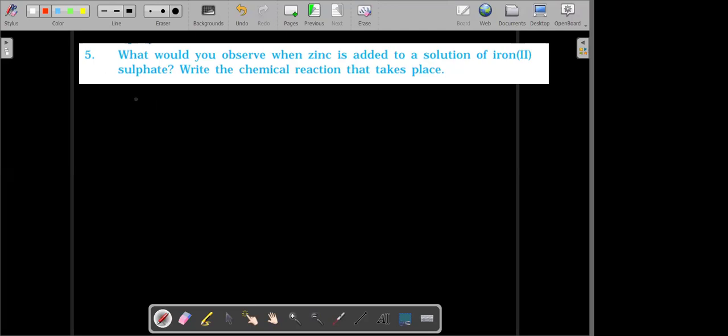So you have to write the reaction Zn plus FeSO4 gives ZnSO4 plus Fe. This is a displacement reaction where zinc is displacing iron. The color change will be from green to colorless.